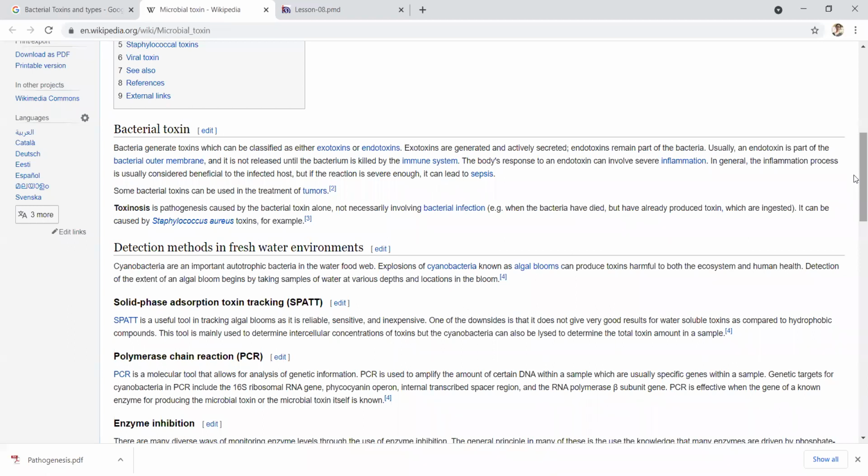Sepsis means the infection will be in the blood. It will spread throughout the entire body. Some bacterial toxins can be used in the treatment of tumors.